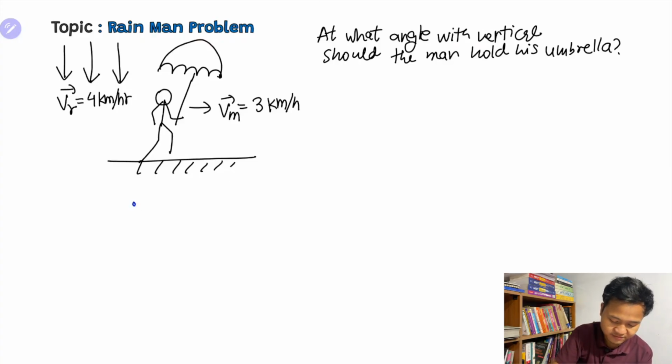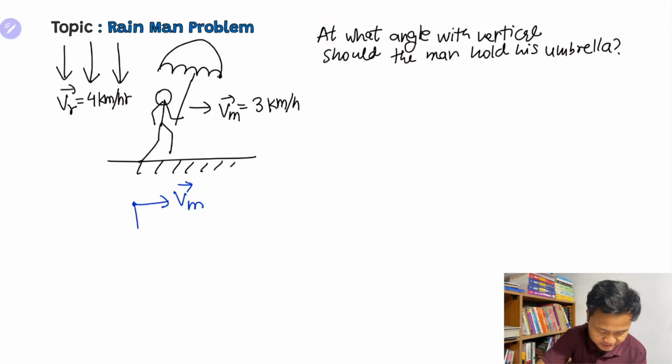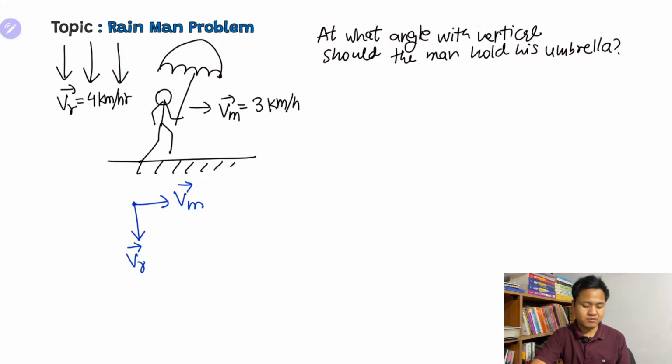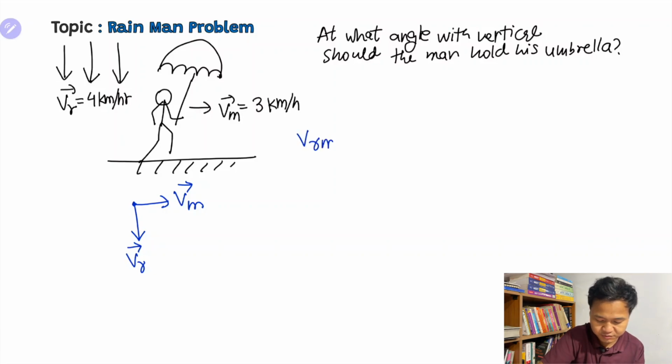So here I have the velocity of man, which is along the plus x. And then I have the velocity of rain, which is downward. If you want to know how the man should hold the umbrella, you have to know how the rain is falling upon the man. You imagine yourself as the man, so you see how the rain is falling on you. At what angle it is falling upon you, you should know that, so that you can know where to put the umbrella. So that means we need to find out the velocity of rain with respect to man.